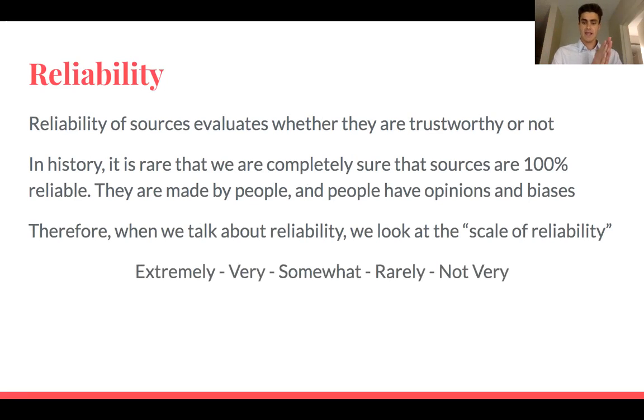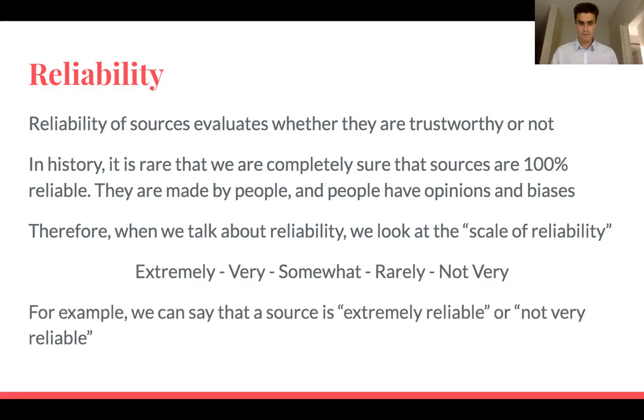These are words like extremely, very, somewhat, rarely, or not very reliable. For example, we can say that a source is extremely reliable or not very reliable. These are the words we can use to make judgments about this.